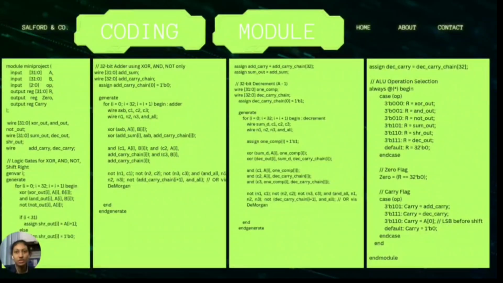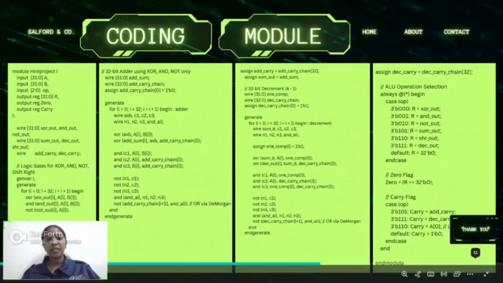Assign add carry equal add carry chain 32. This line assigns the final carry out from the 32-bit adder to add carry. Assign sum out equal add sum. This line assigns the computed 32-bit sum to the output sum out. Wire [31:0] one complement declares a 32-bit wire to represent a constant vector of all ones used to subtract 1. Wire [32:0] decrement carry chain declares a wire to hold the carry values for the decrement operation.